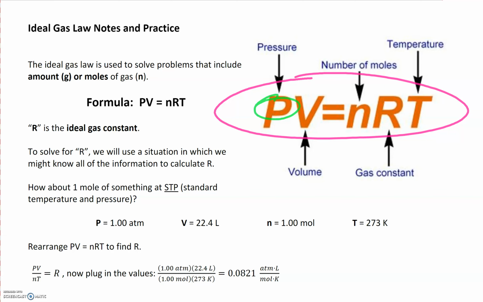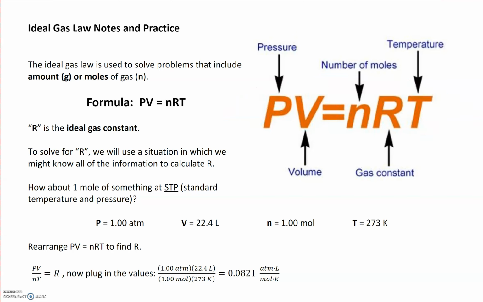So maybe they give you pressure, they give you moles, they give you R, they give you temperature, and you have to solve for volume. Okay, so you're always going to have some of these variables, and then there's just going to be one that you have to find. Okay, so we're going to talk about the new variables.